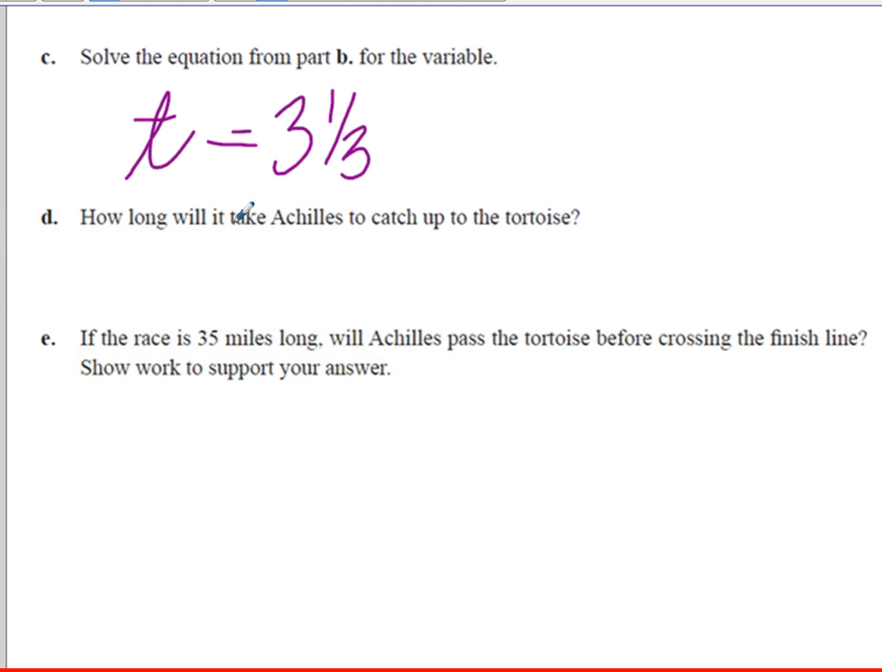Now, how long is Achilles running? How long does it take him? Remember, he ran 2 hours less. So we'll subtract off the 2-hour head start. And he was only running for 1 1/3 hour.